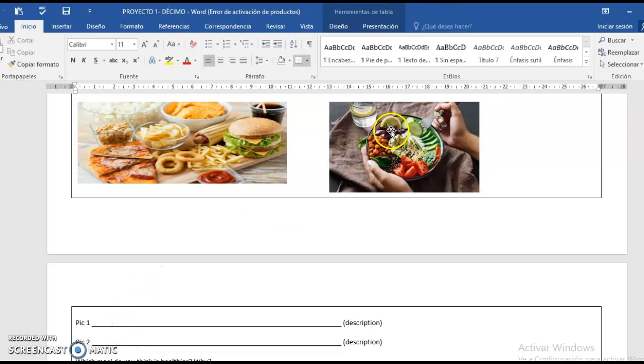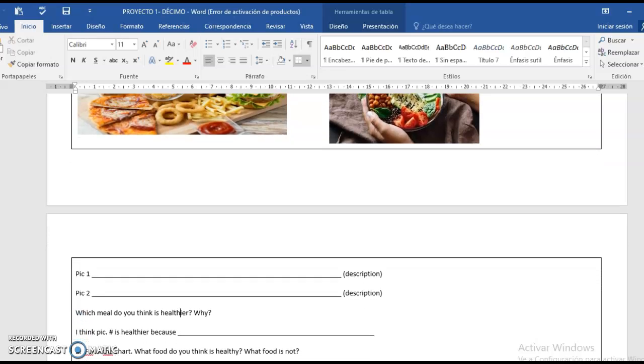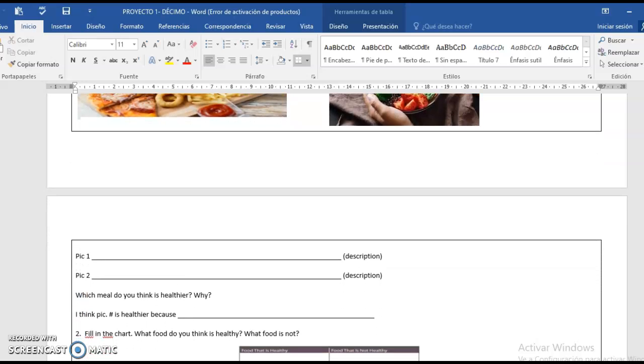What do you see here in this picture? I can see tomato. I can see water. So you describe everything that you see here, right? So you have described number 1 and number 2. From the pictures above, 1 and 2, which meal do you think is healthier?